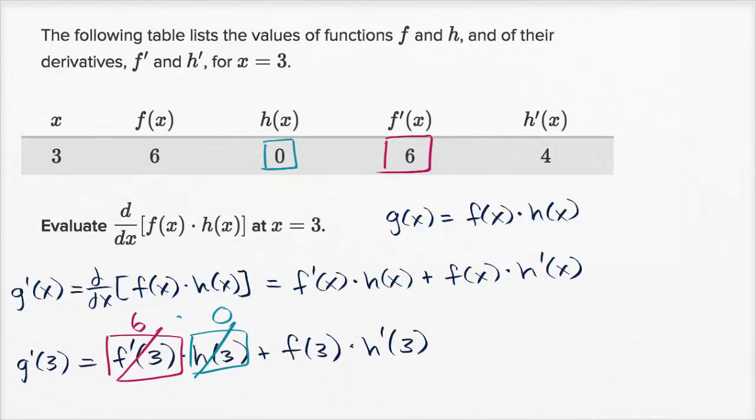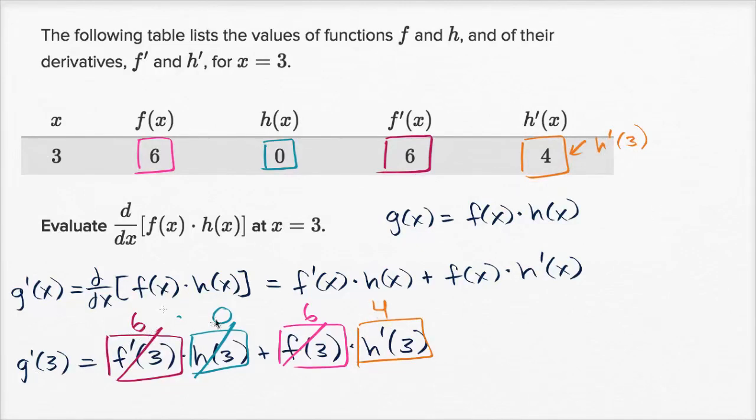Now f of 3, well, the function when x is equal to 3, f of 3 is equal to 6. So that is 6. And then finally, h prime evaluated at 3, h prime of x when x is equal to 3 is equal to 4. Or you could say this is h prime of 3. So this is 4. And so there you have it. This is going to evaluate to 6 times 0, which is all just going to be 0, plus 6 times 4, which is going to be equal to 24. And we're done.